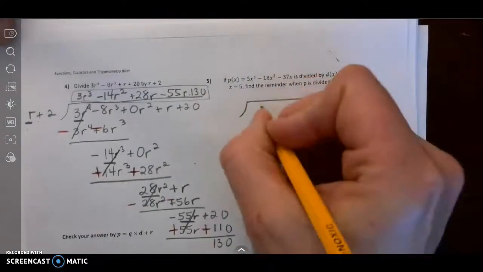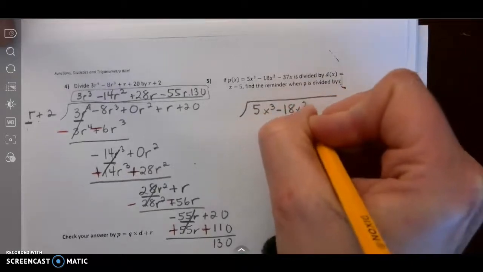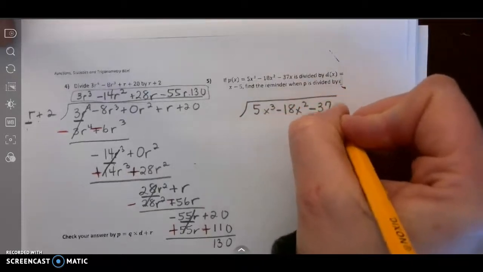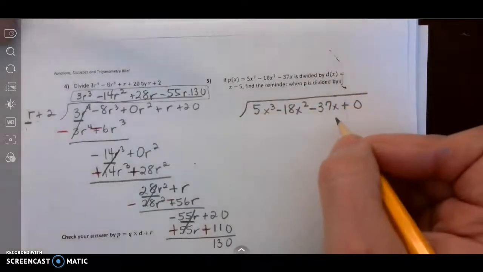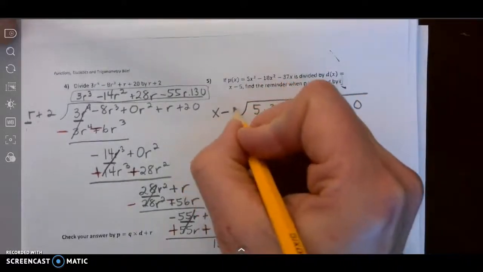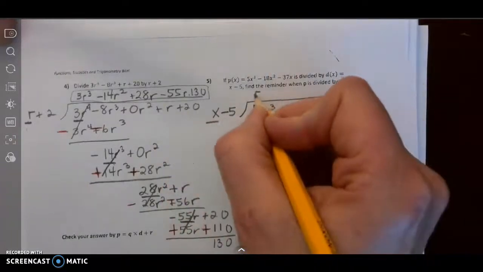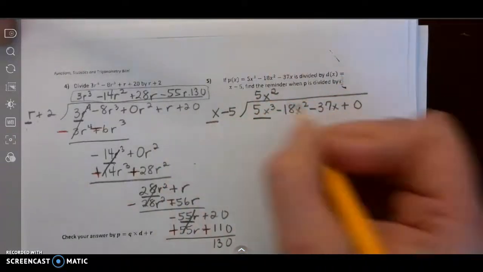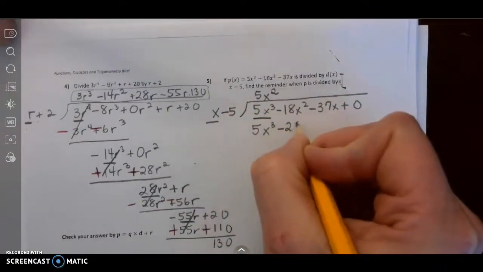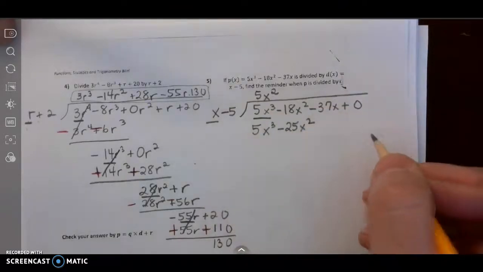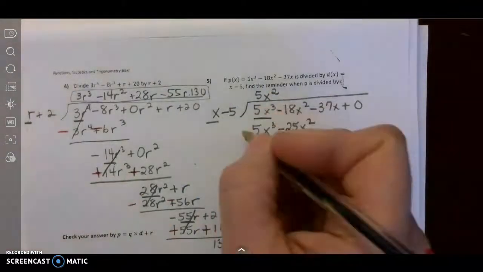We've got 5x cubed minus 18x squared minus 37x plus 0. I need that constant, so that's my placeholder there, divided by x minus 5. Focus on the first. Divide. Now I multiply. And then when I go to subtract, I change my signs.